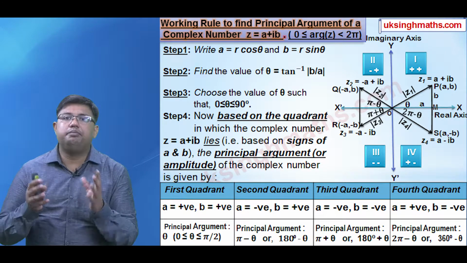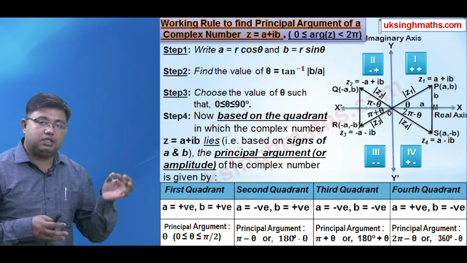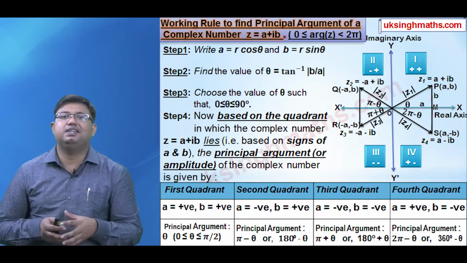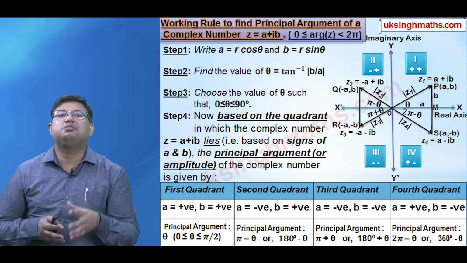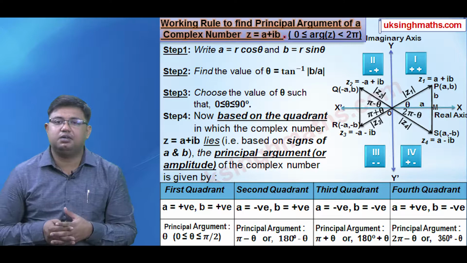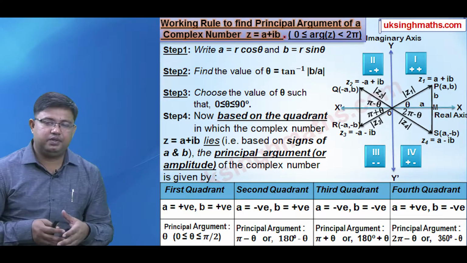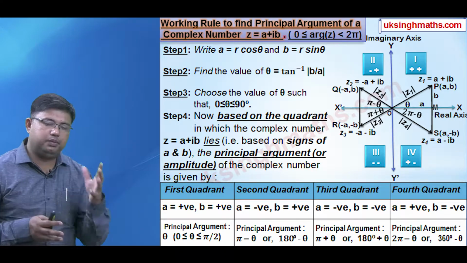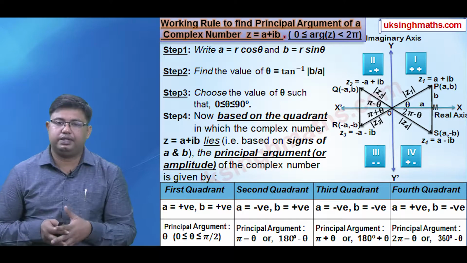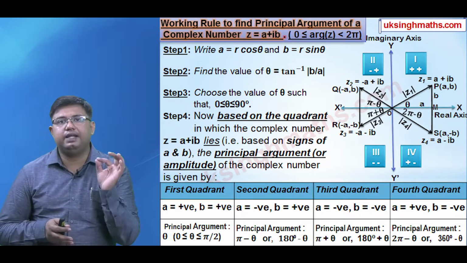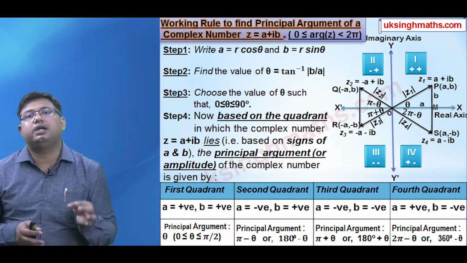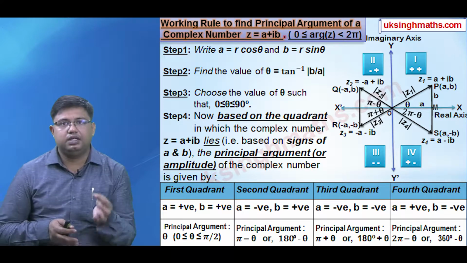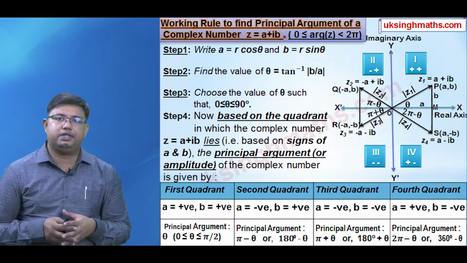And in step 4, based on the quadrant in which the complex number z equal to a plus ib lies. I think you must have some geometrical knowledge of how a complex number is represented in the complex plane. For simplicity, I have represented 4 complex numbers z1, z2, z3, z4 in 4 quadrants according to their coordinates. So based on the signs of the real and imaginary parts, you can decide in which quadrant a complex number lies. Then the principal argument of the complex number is evaluated according to the following table.